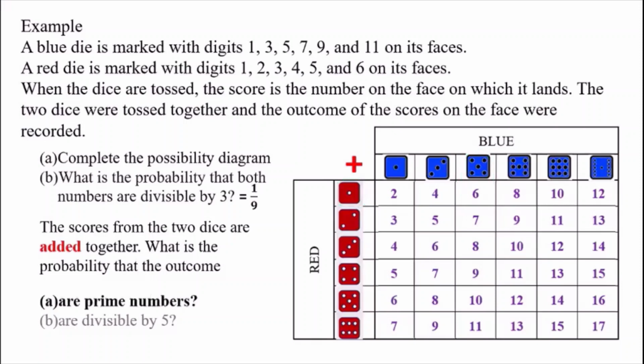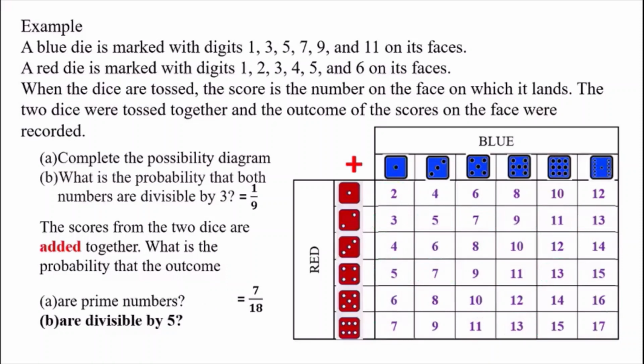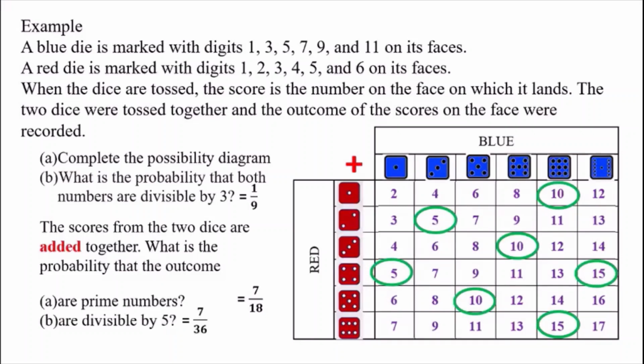So let's answer the question. Prime numbers. By inspection, there are 14 prime numbers, and so the probability is 14 over 36. Lowest term, 7 over 18. Next, divisible by 5. There are 7 values for this, and so the probability is 7 over 36.